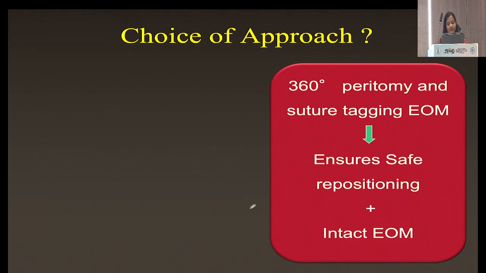We would recommend a 360-degree peritomy with suture tagging of extraocular muscles, which can ensure safe repositioning into the orbit with intact extraocular muscles, because when you're going blindly into a ballooned conjunctiva, you may traumatize the globe as well while trying to tag the muscles.